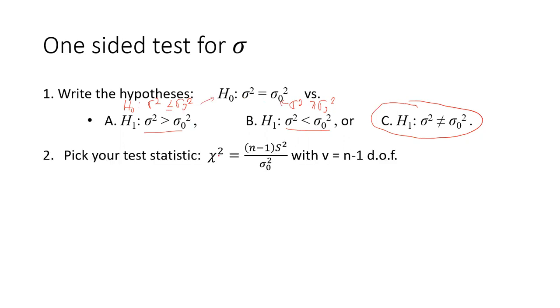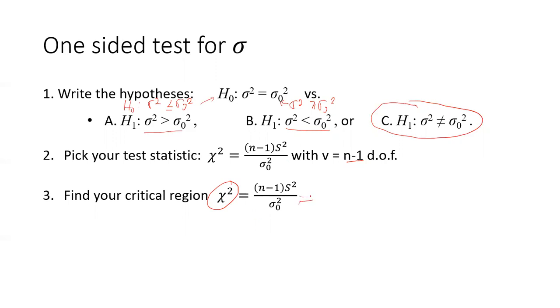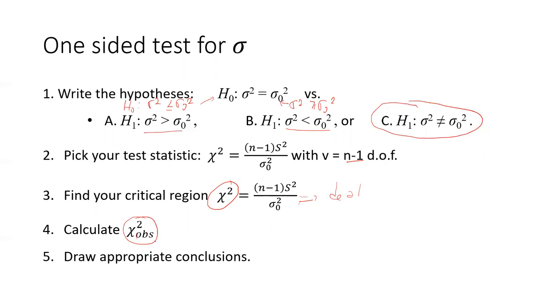Of course, your test statistic is chi-square with n minus 1 degrees of freedom. The next step is to find your critical region for chi-square. How to find the critical region? We will deal with this. Then calculate your chi-square observed. And finally, draw the appropriate conclusion. If chi-square observed is in the critical region, then reject H0. So how to find the critical region?